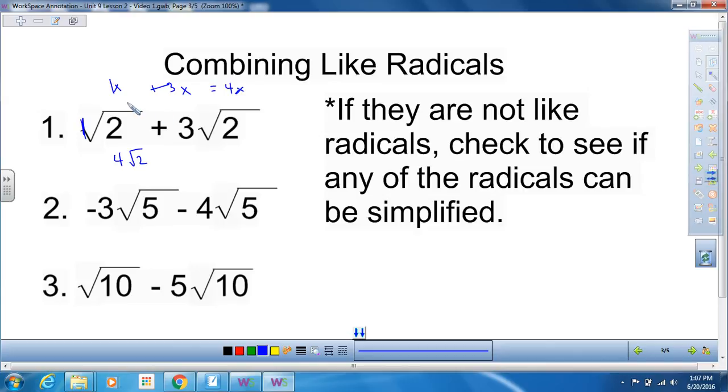Just like with variables, whatever's the like term, so up here it was x, it stayed x. Here it's square root of 2, so it stays square root of 2. So I don't do 2 plus 2 and have 4 square root of 4. The square root of 2 stays the same.